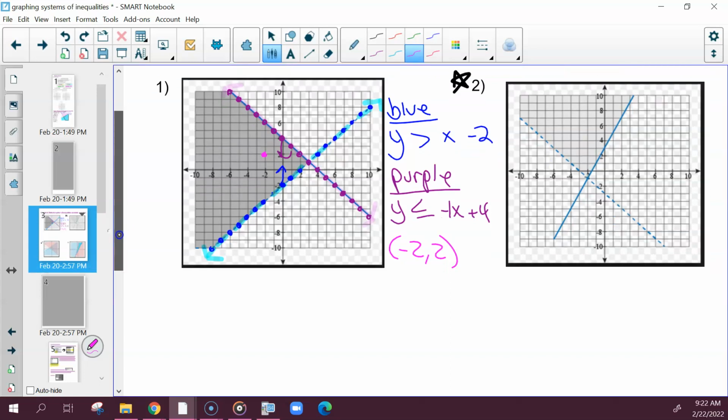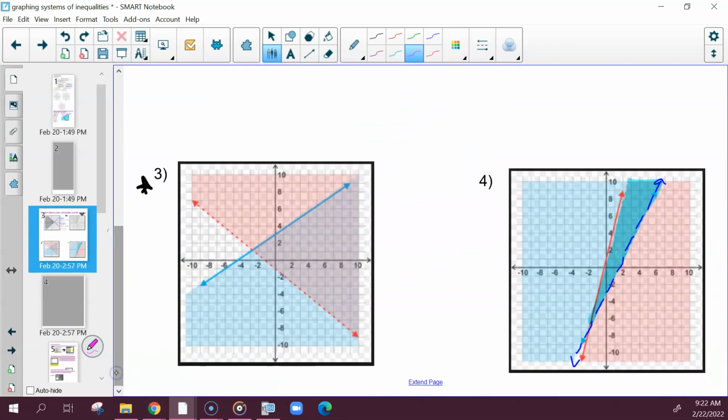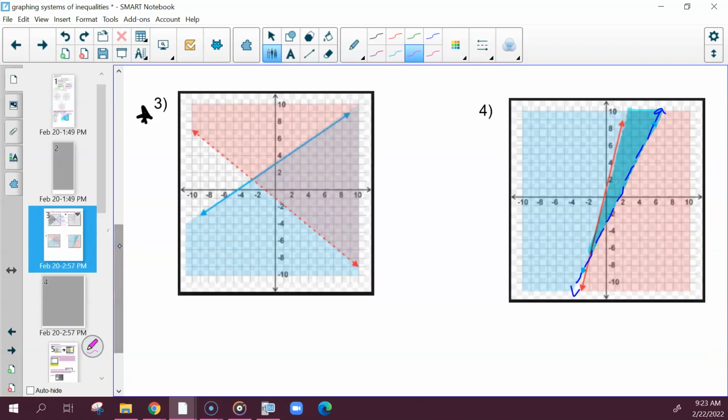Let's do one more of those. I'm going to do number 4. With these, I'm just going to go with red and blue. I know it's not colored on yours, but the solid line is red, the dashed line is blue. For the red, what is the y-intercept? And what do we think our slope is? 3 over 1, or 3.